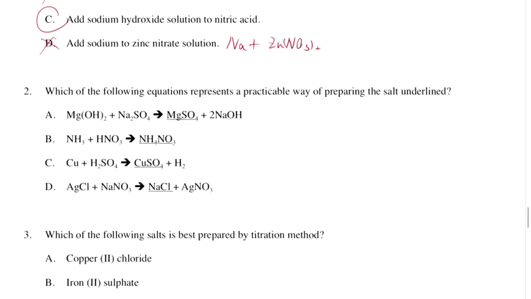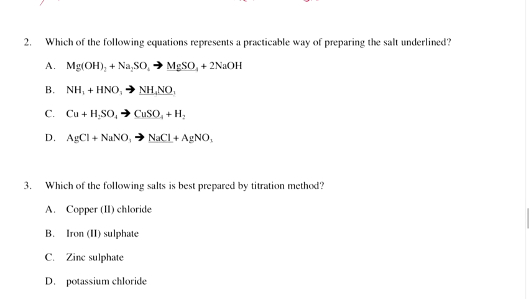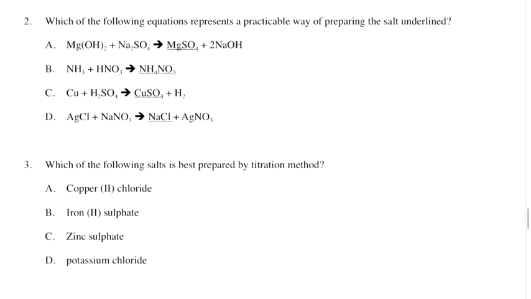How about the second question? Which of the following equations represent a practical way of preparing the salt underlined? So let's take a look. The first one, magnesium sulfate. So magnesium sulfate is a soluble salt. Okay, so for soluble salts, we want an acid to react with a solid in excess. Okay, so here we have the solid in excess. Magnesium hydroxide is a solid.